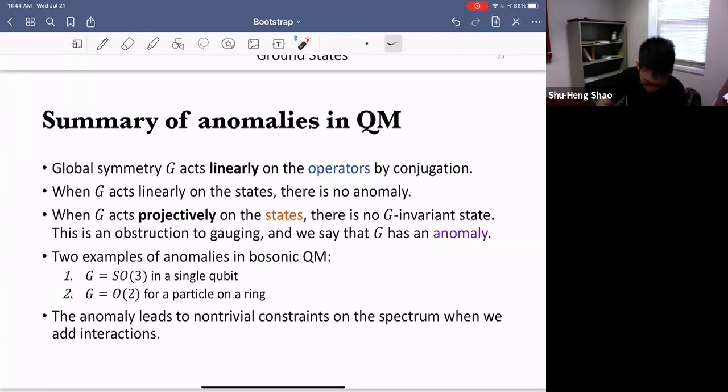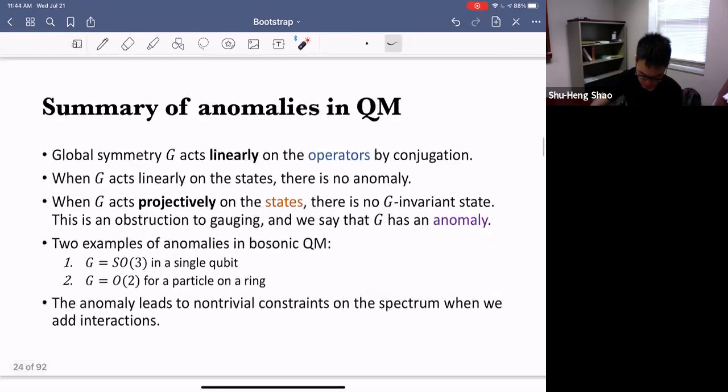And in the second example, we see that the anomaly leads to non-trivial constraints on the spectrum when we add interactions. All right, so that's the first part about anomalies in quantum mechanics. Is there any other question, or should I move on to the next topic?